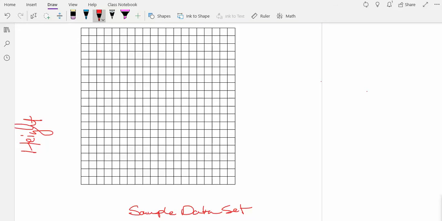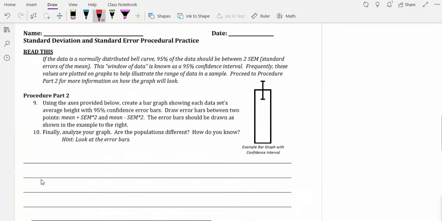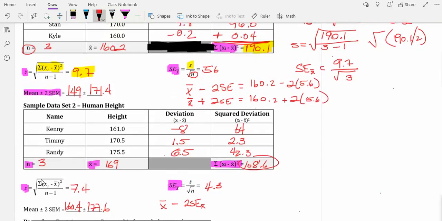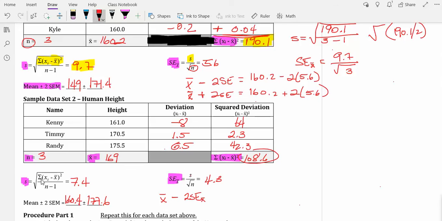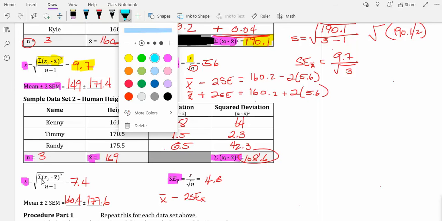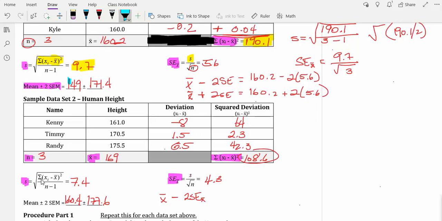Now, I have a bit of an edge because I had to do this in 5th period, but what we can do is say, okay, what is the lowest value I'm going to need to graph? What is the highest value I'm going to need to graph on the y-axis? Well, I'm graphing means, and then I'm graphing that plus or minus the SEM. So that means that my lowest value that I'm going to have to graph is 149, and my highest value is 177.6. So I need to make sure I can show that range accurately on my graph. So I'm going to graph up to 180.